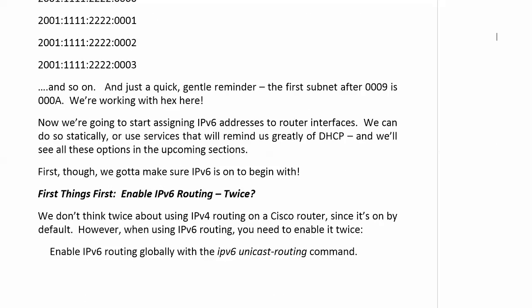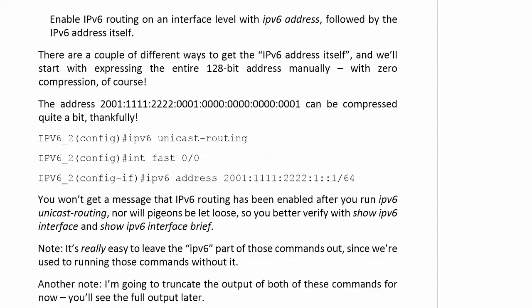Anyway, no extra charge. We don't think twice about using version 4 routing on a Cisco router because it's on by default. You sit down and you just start knocking out your configs, you're ready to go. But with version 6, you need to check twice whether it's enabled, once at the global level and once at the interface level. You need to enable IP version 6 routing globally with the IPv6 unicast routing command. You'll also need to enable it on the interface level, but you're actually doing that when you put the IP address on the interface. And it's simply IPv6 address followed by the IPv6 address itself.